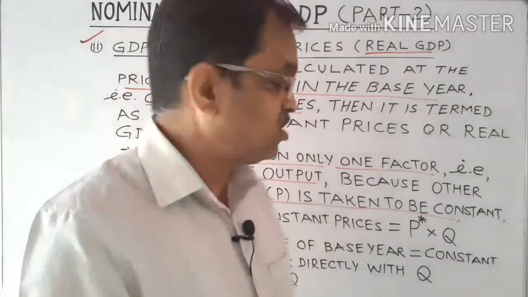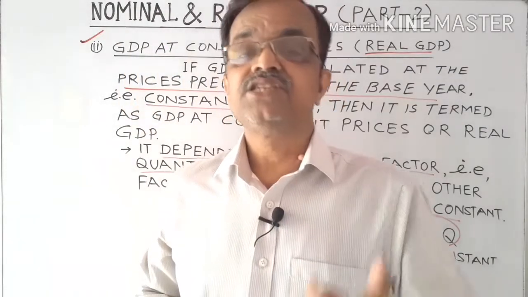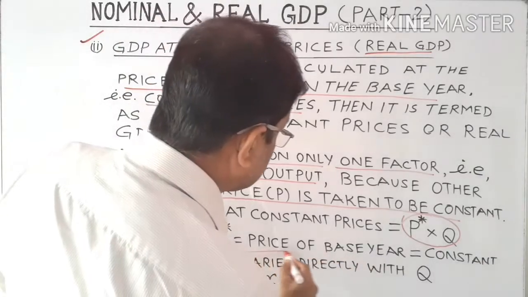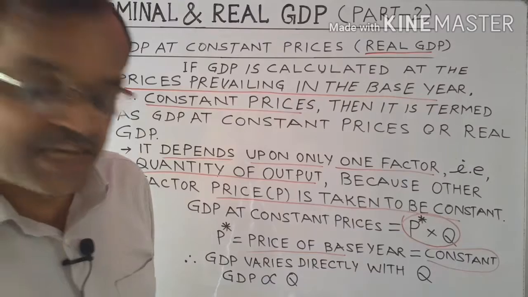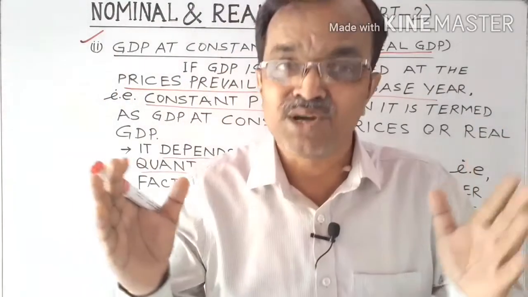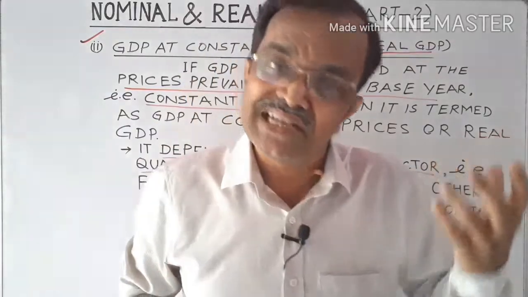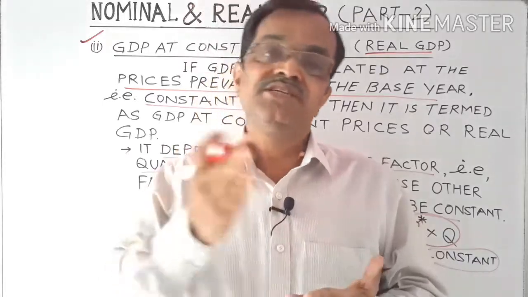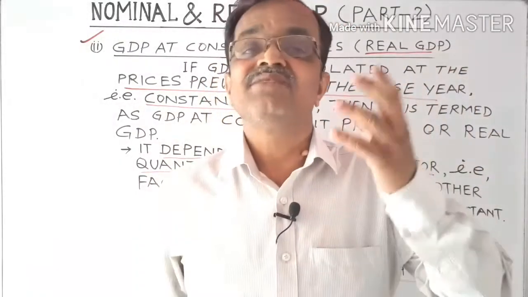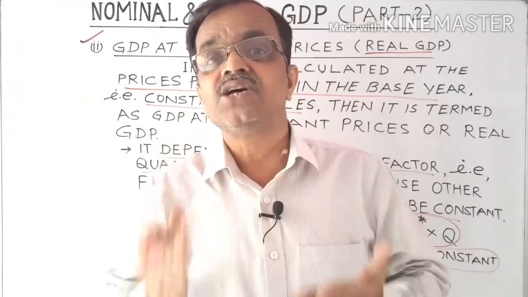This is how we calculate GDP at constant price. We discussed last time price into quantity. What is this P? That is the price prevailing in the base year, which is taken to be constant during computation of GDP for every year in succession. And that's why, since the price of the base year is taken to be constant, we can say that GDP varies directly with the quantity of output, meaning there is a direct relationship between them. What does it mean? If the quantity of output increases, then GDP also increases, and if the quantity of output decreases, then GDP would also decrease, because the second component, price, is taken to be constant, meaning it neither increases nor decreases. It remains constant.